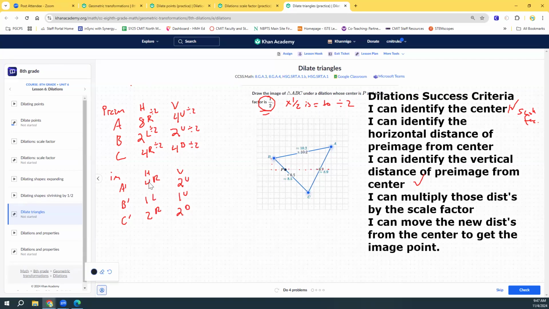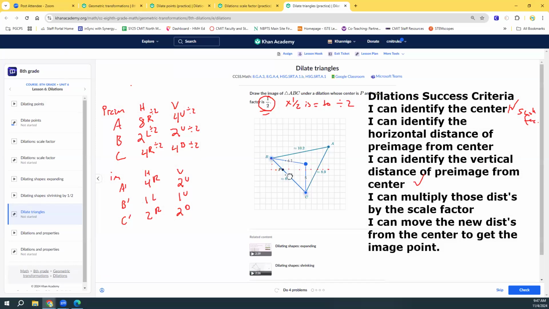So starting from the center, I'm going to go 4 right and 2 up. I want to take this A and go 4 right and 2 up. 1, 2, 3, 4, 1, 2. And then I want to take B and go back to the center and go 1 left and 1 up. And then C, I want to take that back to the center and go 2 right and 2 down. Ta-da! All right. So I hope that was good.